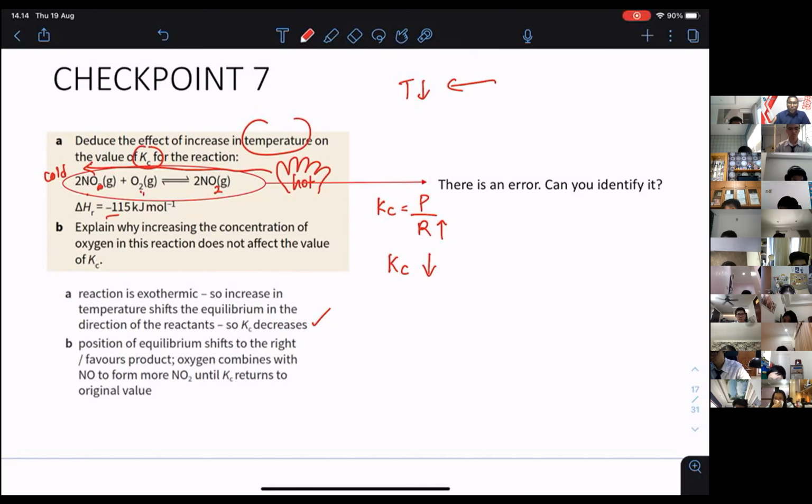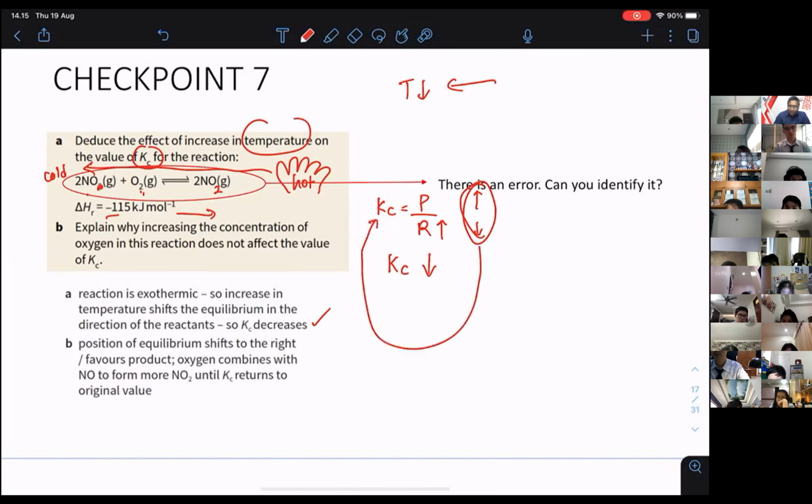According to LCP, the system needs to decrease the concentration of oxygen. So during that part, the position of the equilibrium will be moving to the right. So NO2 is increased and oxygen is decreased. So you just see NO2 is increasing, this one is decreasing. So this value will readjust itself so that you go back to the original Kc. So it will be constant. That's the explanation.